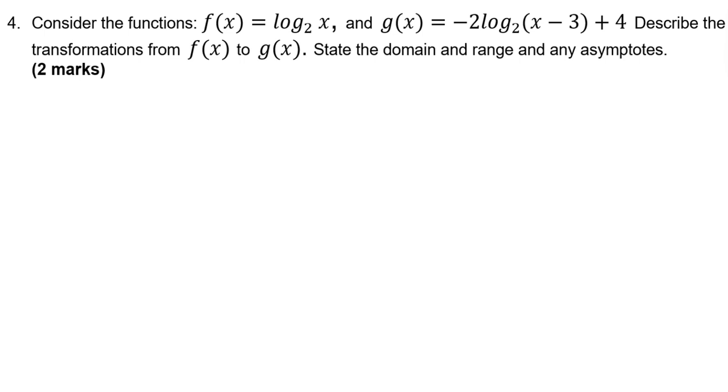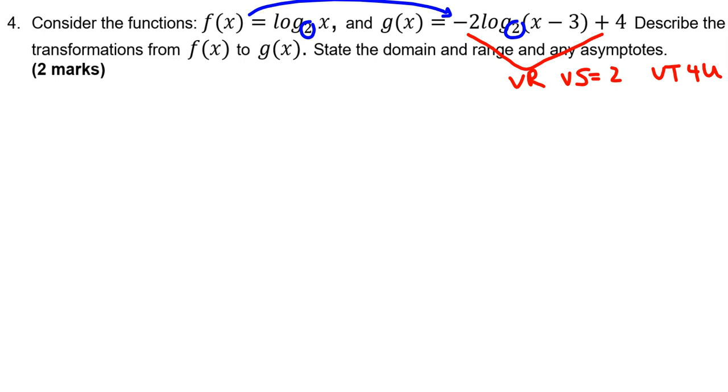Okay, in this question here, we have two log functions and they are related because look at that, they have the same base. So I want to know, how did I go from f of x to g of x? So let's start on the outside of the function and see what's going on vertically. I can see on the outside of the function, I have a -2 and a 4. So that tells me vertical reflection, vertical stretch of 2, and vertical translation of 4 units up.